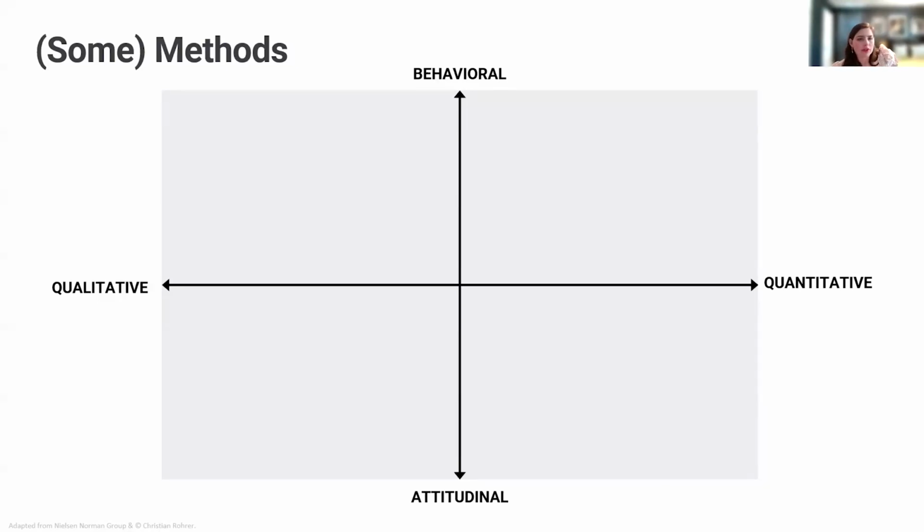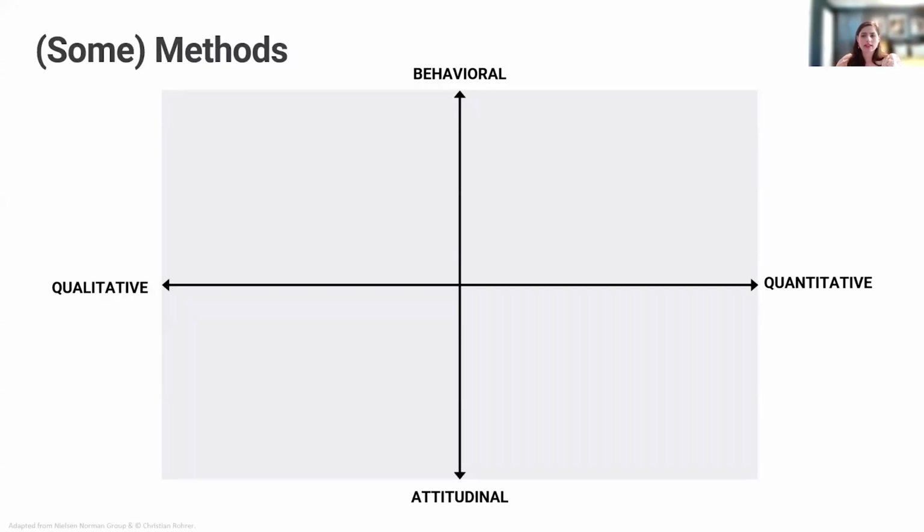What you're seeing in front of you are two axes. The vertical axis has a spectrum from behavioral to attitudinal. Behavioral is what people do. Attitudinal is what people think and what they say. And those are three very different things. As we move towards attitudinal, we are typically more removed from the behavioral context.